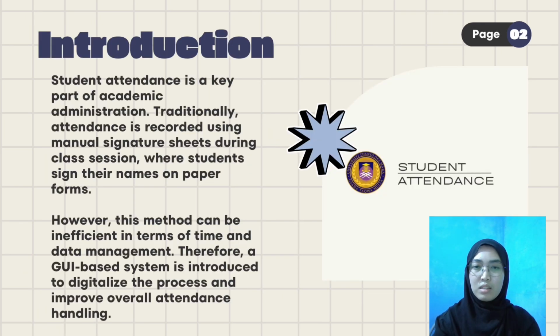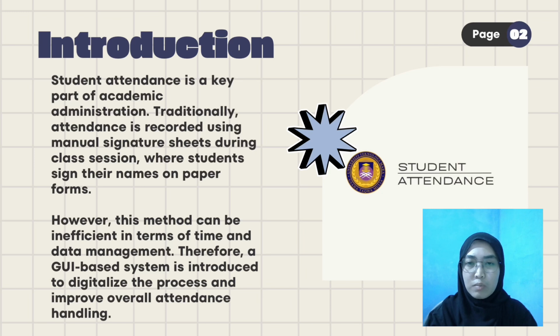Student attendance is an important component in academic administration as it allows lecturers to monitor and track student participation in classes. Traditionally, attendance is recorded using manual signature sheets. However, this approach is inefficient, time-consuming, and difficult to manage, especially for large groups of students. Therefore, our group developed a GUI-based student attendance system using Java object-oriented programming to digitalize the attendance process and improve efficiency, accuracy, and data management.